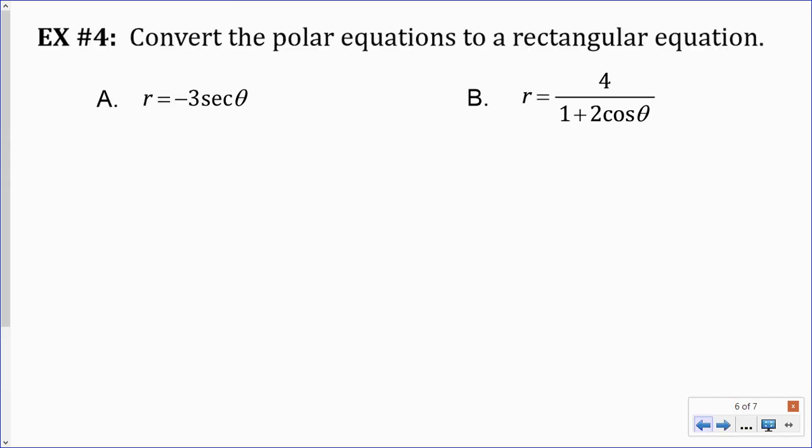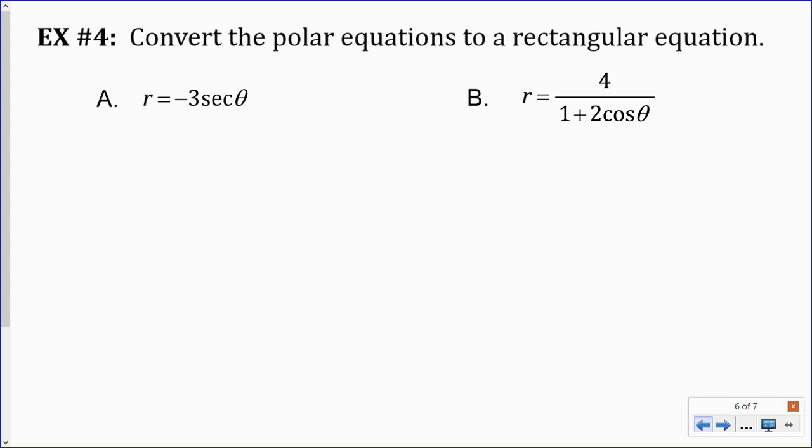All right, so let's look at some examples where we convert the polar equations back to rectangular equations. Okay, so in example A, we have r equals -3 times secant theta. Well, remember in our two relationships where we know x equals r times cosine theta and y equals r times sine theta, we kind of want to be able to use those.